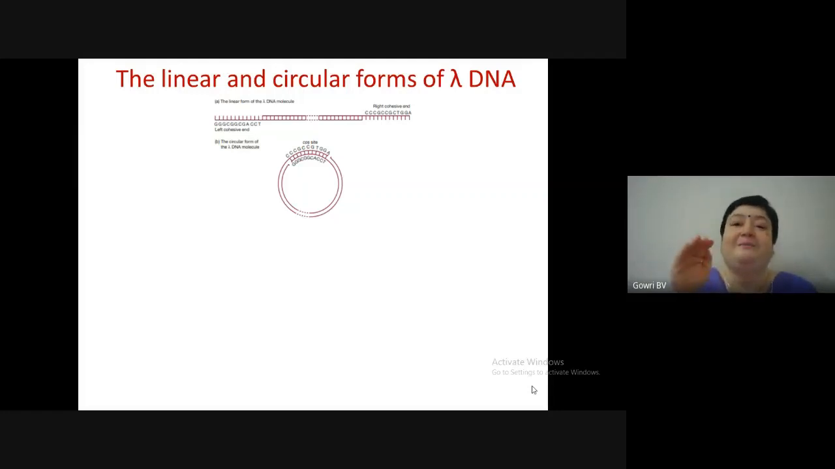So within the capsid head, this linear form is found. Once it enters the bacterial cell, the right cos site ligates itself with the left cos site, forming a double-stranded circular form of the lambda DNA molecule. If you look at picture B, you can see how the ends complement each other to produce a circular molecule. So picture A shows the linear form of the lambda DNA molecule, and B shows the circular form.